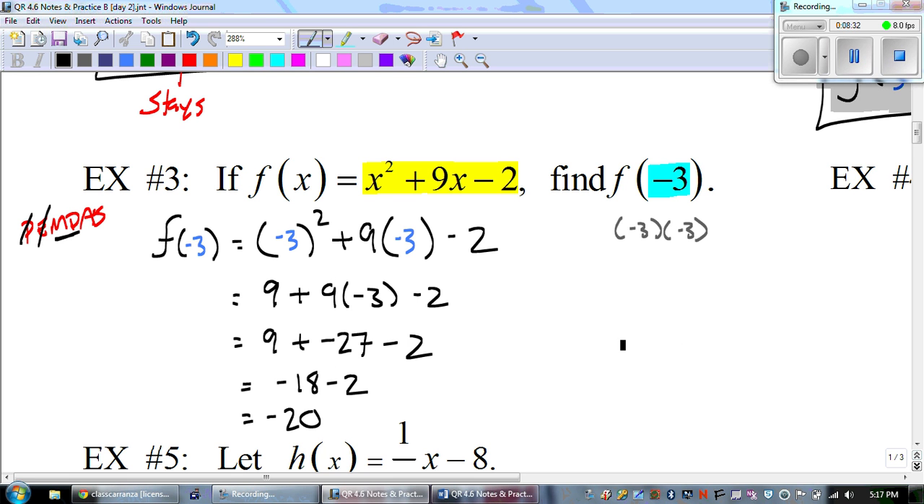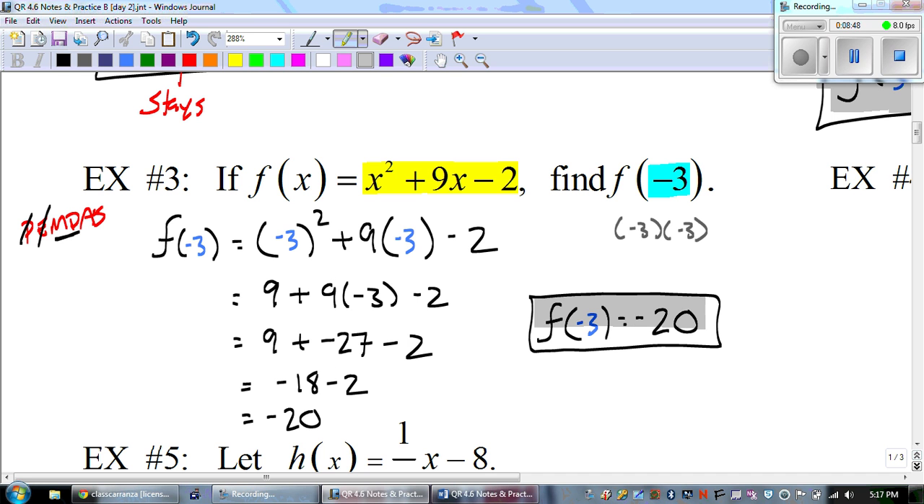-20. Okay, so I'm just going to write my final answer over here. F, the function f of -3, because we plugged in the -3, equals -20. And I'm done. That's where we stop.